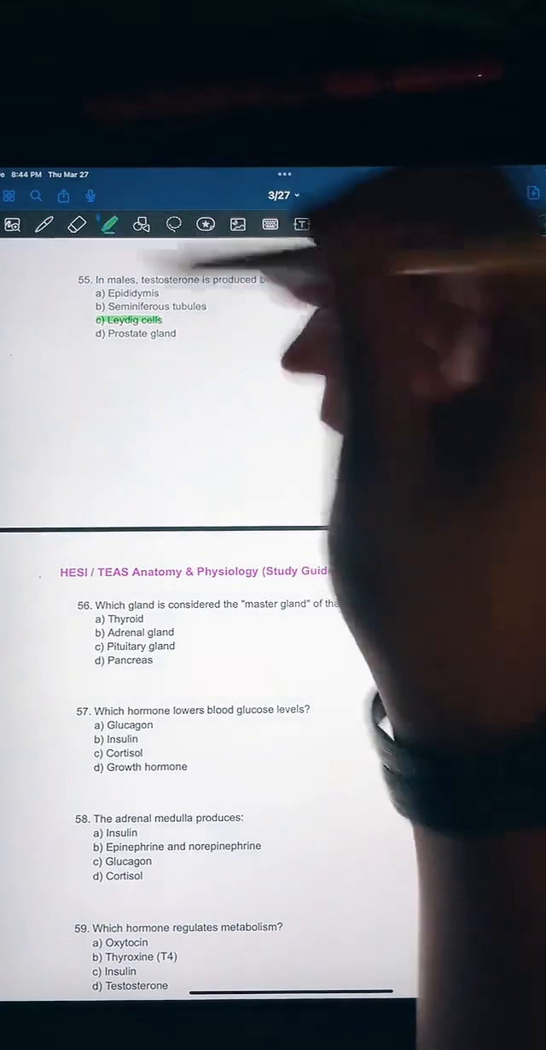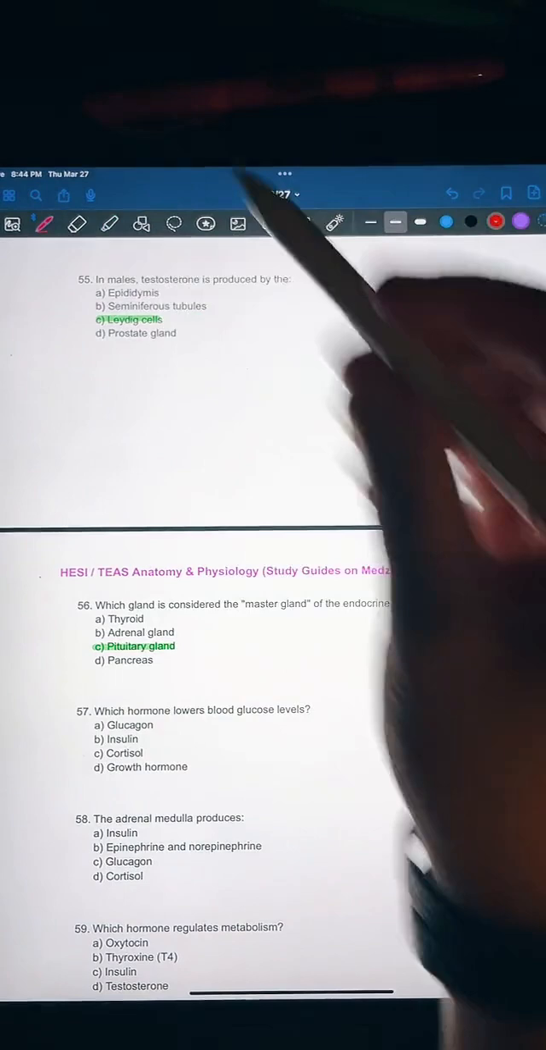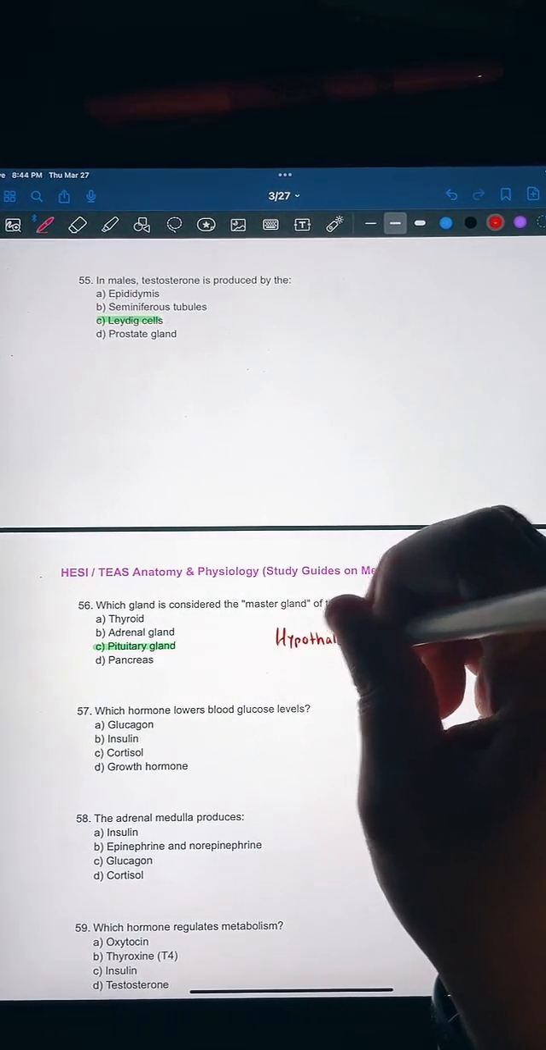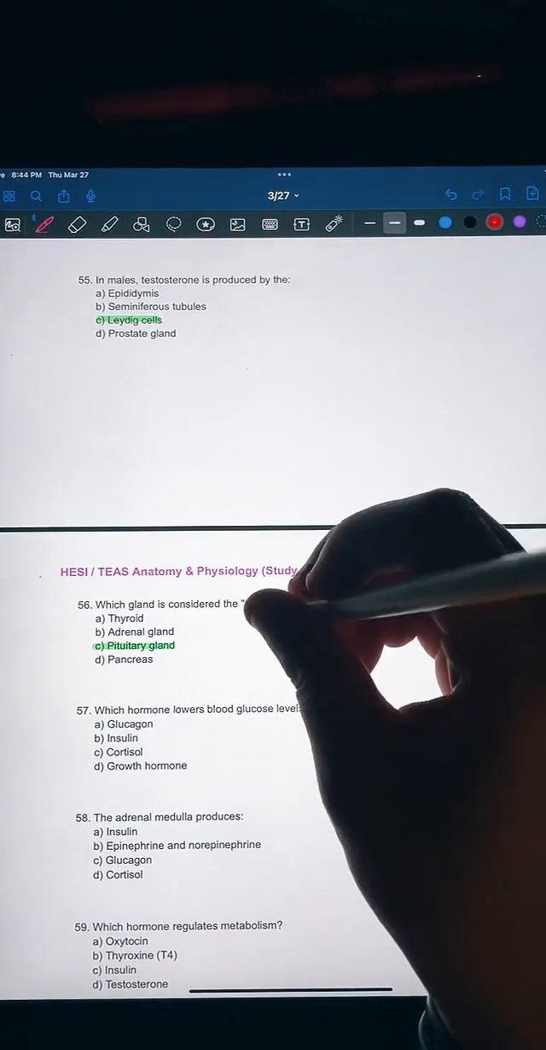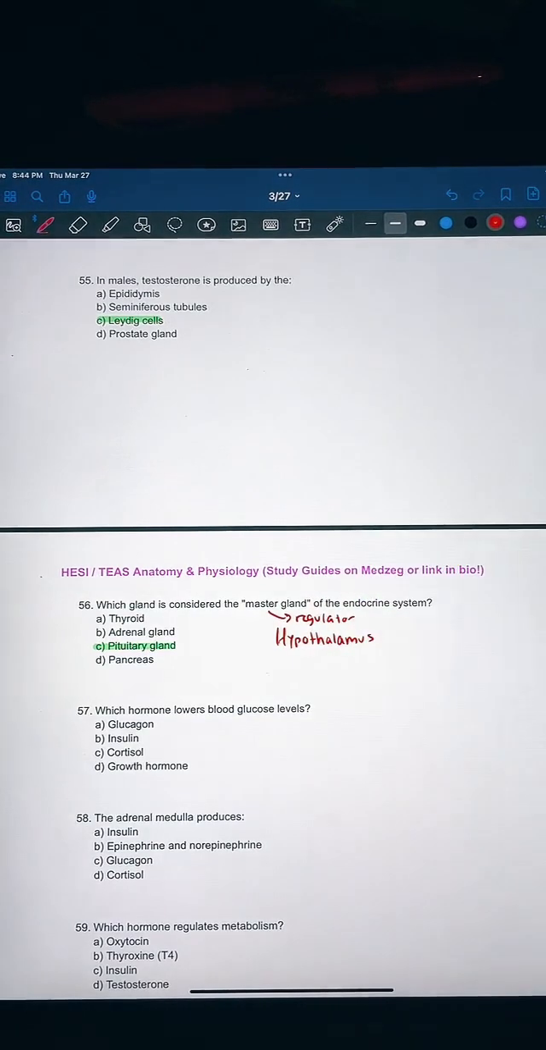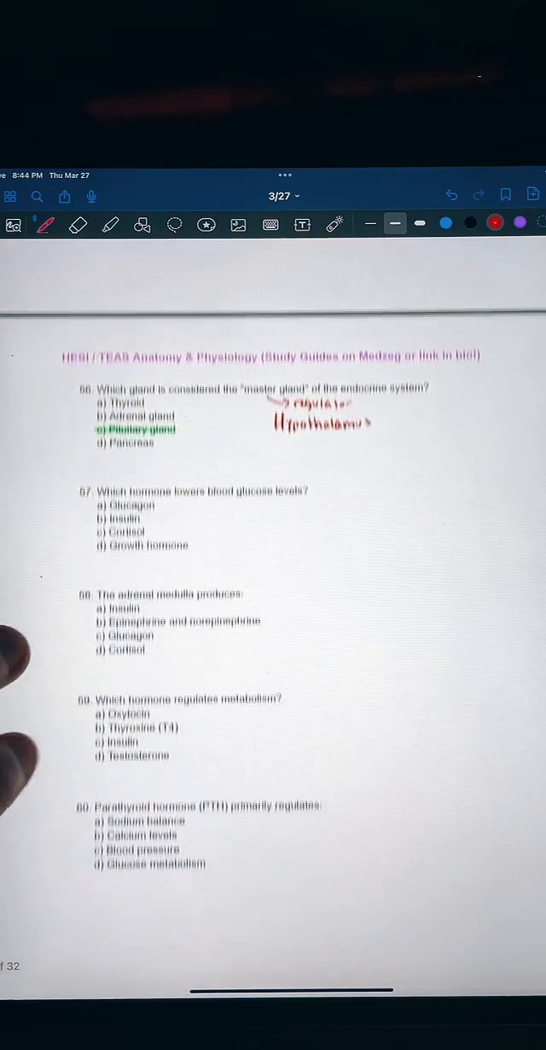Now the answer is C, the pituitary gland. The hypothalamus is our master regulator. Essentially, the pituitary gland is our master gland because it's going to regulate many other of the endocrine glands through hormones like luteinizing hormone, follicle-stimulating hormone, ACTH, TSH, growth hormone, prolactin, all those types of things.